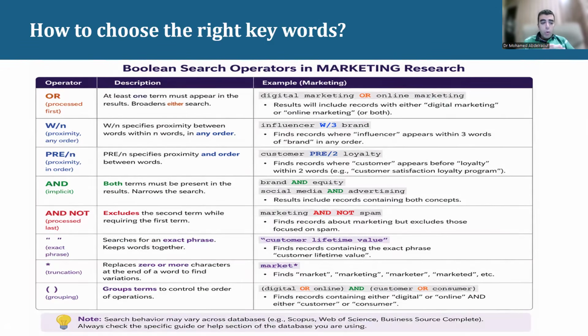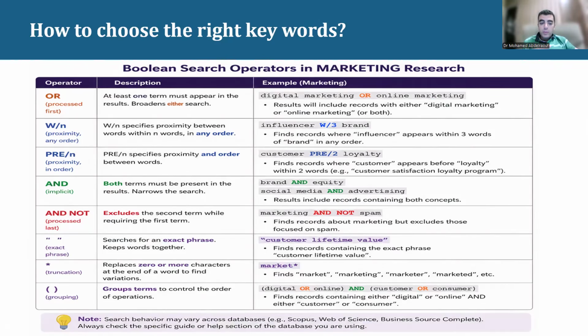So it says here, operator OR is processed first. We need to learn what OR means. At least one term must appear in results, this or that. Like an example, digital marketing or online marketing. Both of them have the same meaning, but sometimes there are schools, like tradition or style of writing, that use digital marketing, and other places use online marketing, but they have the same meaning. That's why we're using this word.